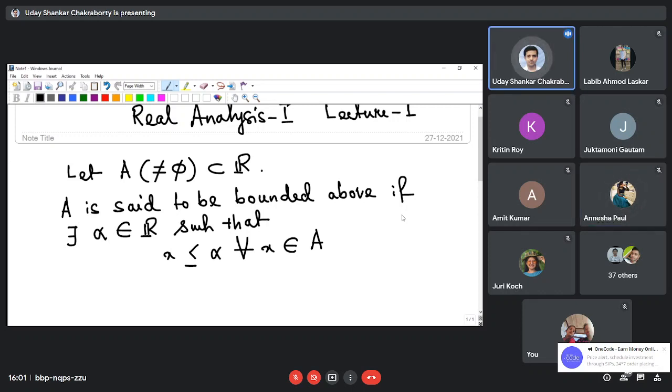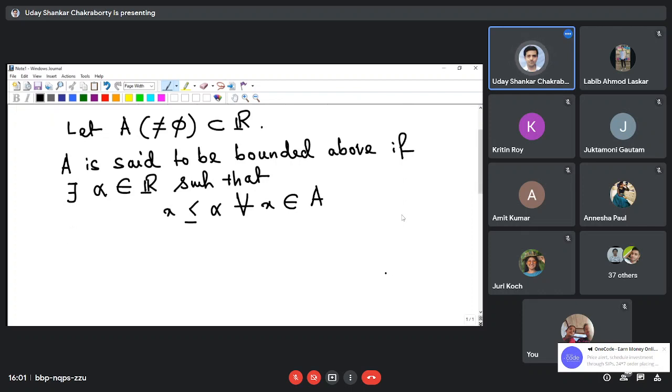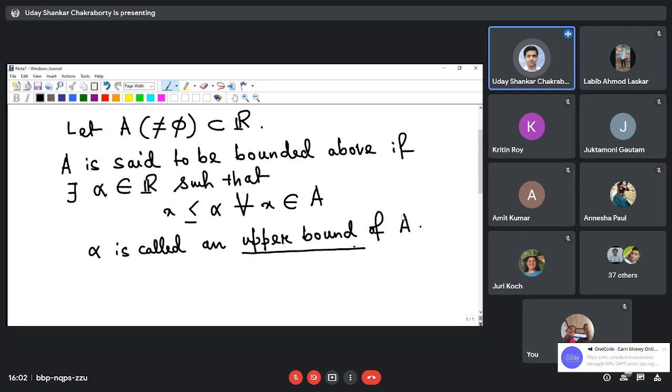Yes, sir. You have a non-empty subset A of R. This set is said to be bounded above if there exists a real number alpha such that that real number is greater than or equal to every element of A. And then this alpha is called an upper bound of A. Remember, this is called an upper bound.